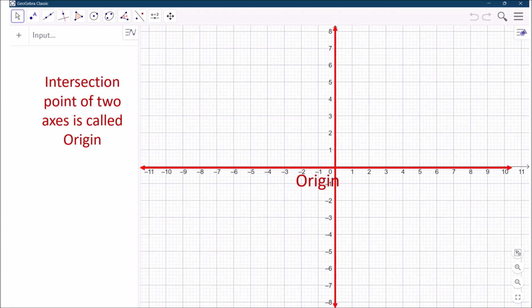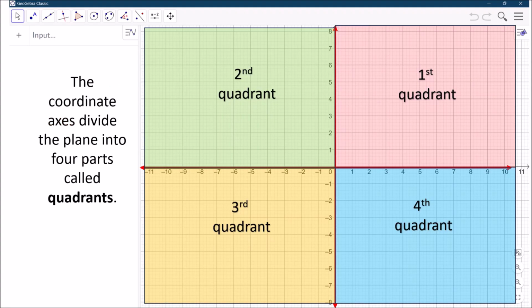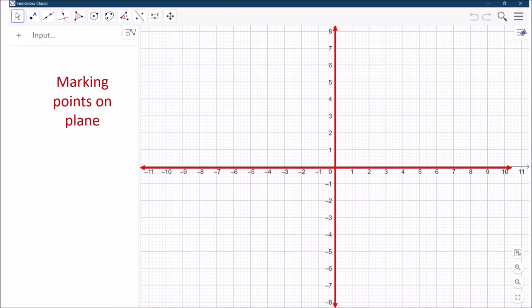And the intersection point of two axes is called origin. Then this whole plane is divided into four parts by two axes. We will go anti-clockwise: first quadrant, then second quadrant, then third quadrant, and fourth quadrant. And next, how to mark points on the plane.